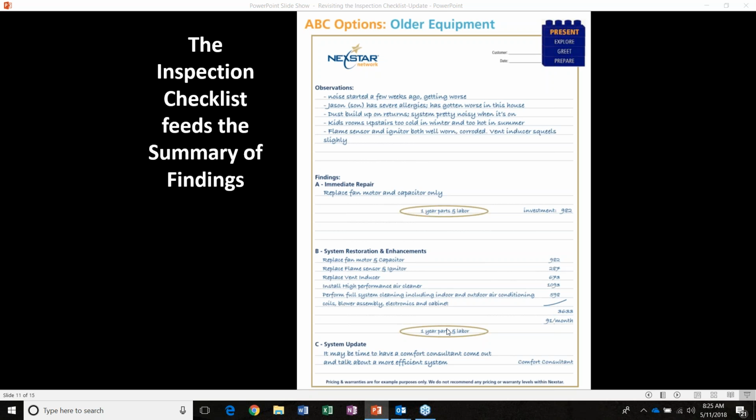If you don't itemize these and you come up with a big figure at the bottom here, the customer is more likely to choose A than they are B. But if you a la carte this, then they might choose some things out of here and add that to A. So that's going to be a better solution for the customer and a higher average ticket for you. And if they choose option number C, oh shucks, maybe it's time to have a comfort consultant talk to you about replacement. That's the goal on any opportunity for system repair.